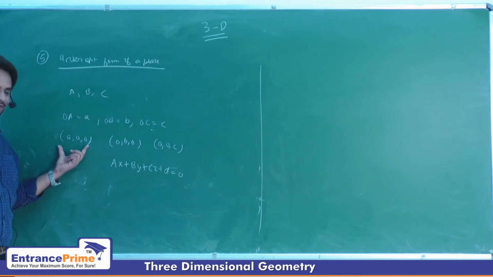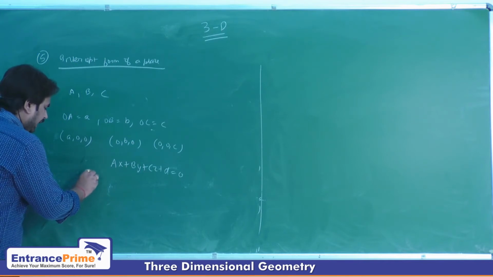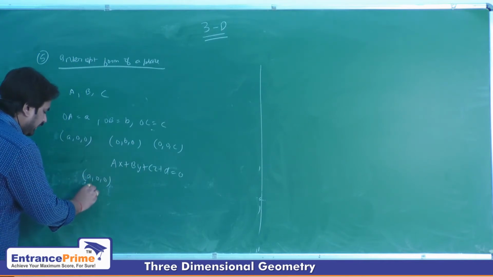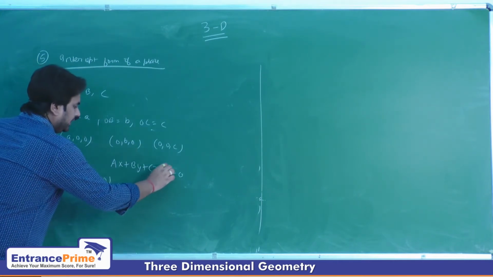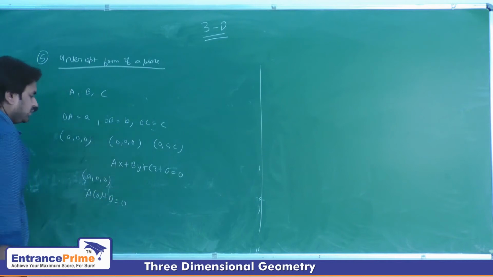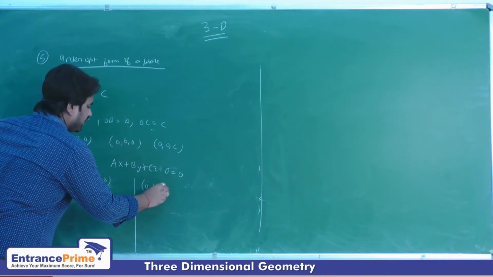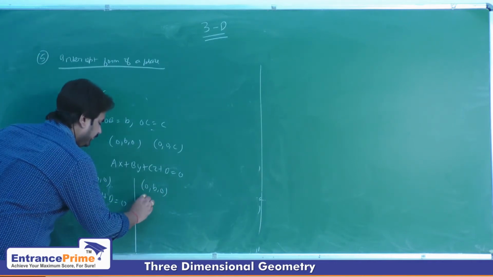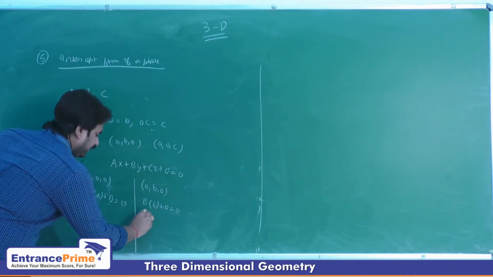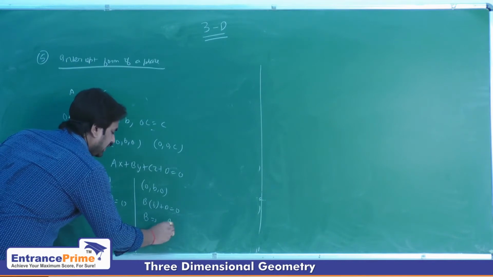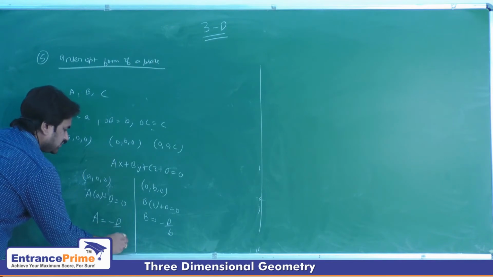First of all, it is cutting the x-axis, so we will be substituting this point in this plane. When I substitute a, 0, 0, it will become capital A into small a plus capital D is equal to 0. The second one, when I substitute 0, b, 0, it will become capital B into small b plus capital D is equal to 0. So the value of capital B is minus D upon small b, and the value of capital A is minus D divided by small a.